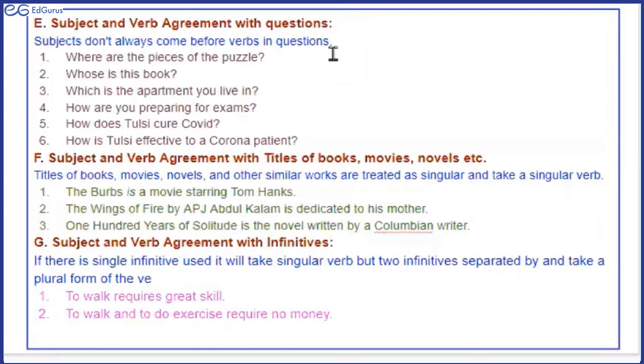The child plays with the ball. The child is the subject and plays is the verb, right? Anmol is listening to the teacher.